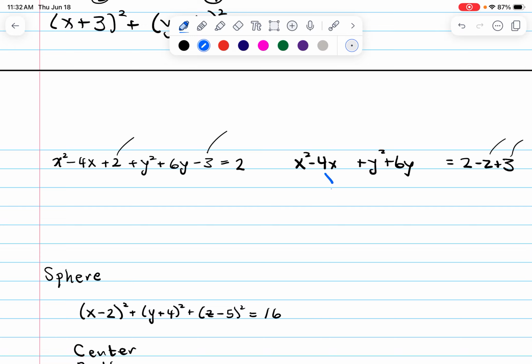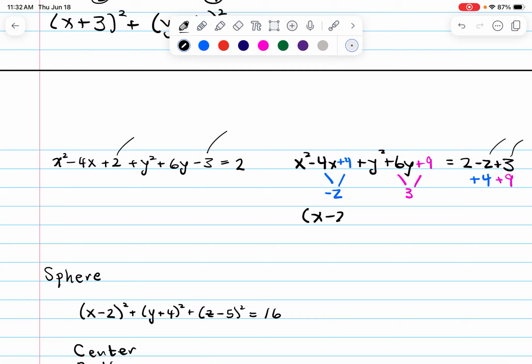I'm going to take half of this and get negative 2 and square it, and I get a plus 4. So I need to add a plus 4 over here as well. Now over here, I take half of the y, square it, add a 9, add a 9 over here. Now let's see what I've got left.